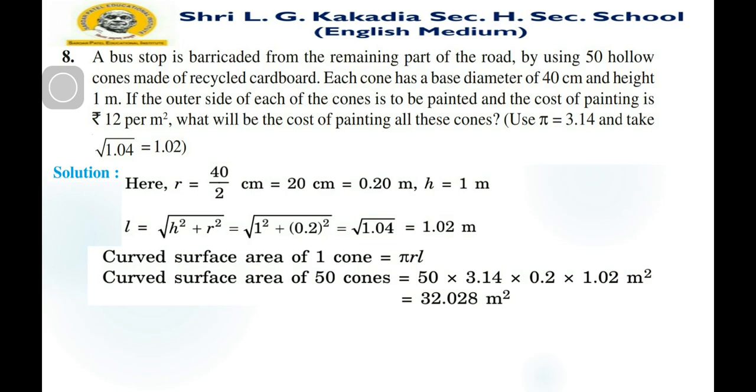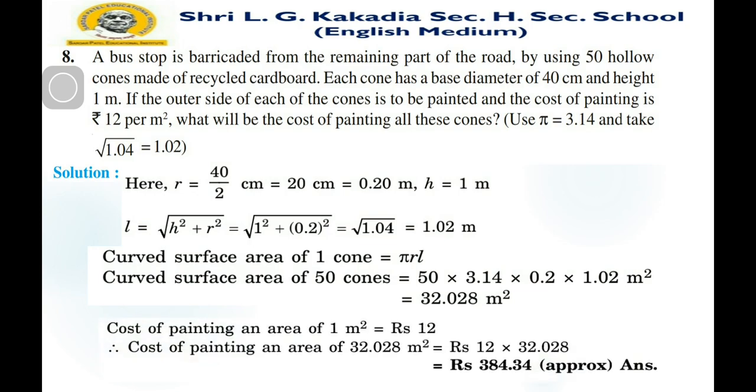Now the cost of painting the whole surface area is given. So the cost of painting an area of 1 meter square is equal to rupees 12. So the cost of painting an area of 32.028 meter square is equal to rupees 12 into 32.028, which is equal to approximately rupees 384.34. That is the answer. So in this way we can solve such types of examples of a right circular cone.